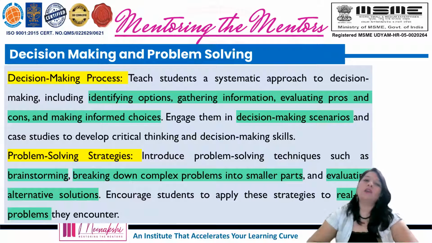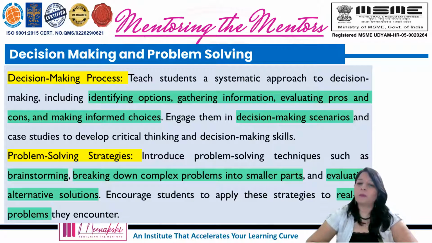Now, if we talk about inculcation of decision making and the problem solving skills, we need to teach our students a systematic approach to decision making, what is right, what is wrong, what is beauty, what is truth, in anything that they are coming across in the world, in the surrounding, in the neighborhood. So let them identify various options, let them gather information, evaluate the pros and cons of each and every option, and then they'll be able to make informed choices, that they'll be able to take right decisions.